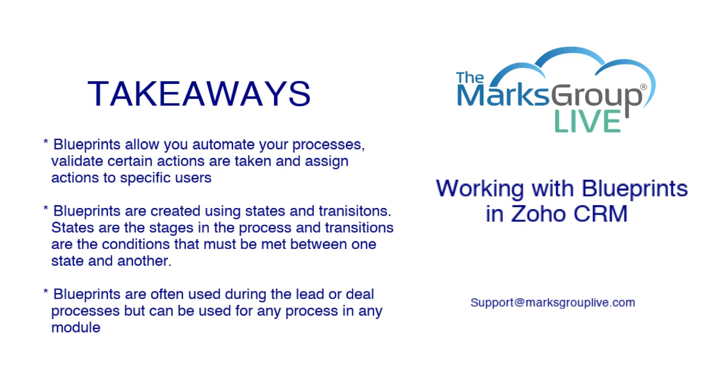Here are some key takeaways on what we're going to cover today. First, blueprints are a tool used in Zoho to allow you to automate your processes, validate certain actions are taken, and assign actions to specific users. Blueprints are created using states and transitions, where states are the stages in the process and transitions are the conditions that must be met between one state and another. Blueprints are often used during the lead or deal processes, but can also be used for any process in any module.